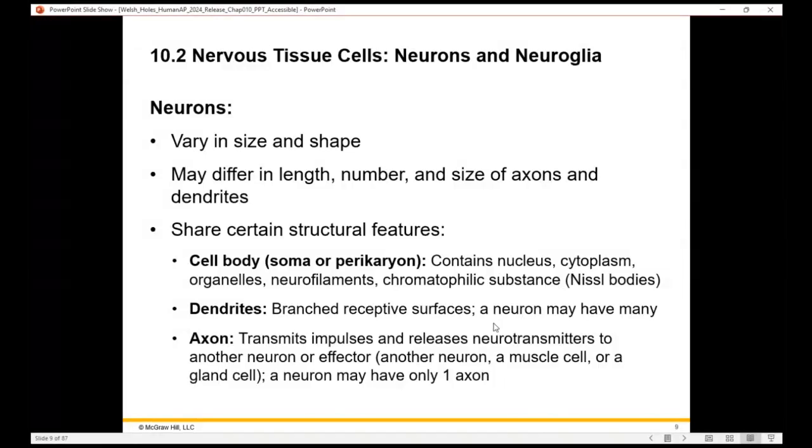The dendrites are the branched receptive surfaces, so a neuron could have several of these coming into it. An axon transmits the impulses and releases neurotransmitters to another neuron or effector. And this could be another neuron, a muscle cell, or a gland cell. And a neuron may have only one axon.